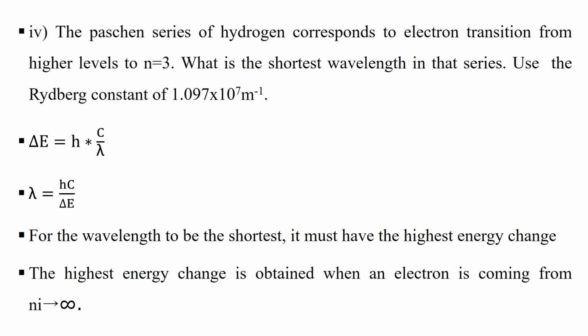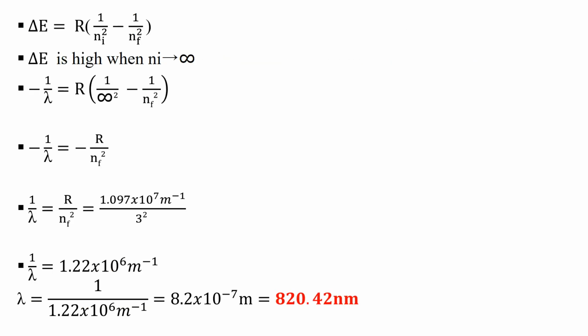As you can see, we are going to have the short wavelength when we have the highest change in energy. Because the wavelength is equal to hc, the Planck constant times the speed of light, divided by the change in energy. If the change in energy in this denominator is high, that is where we are going to have the lowest wavelength. So they're asking what is the shortest wavelength. This is when you have the highest energy possible.